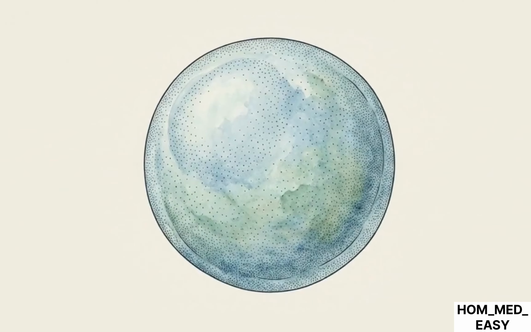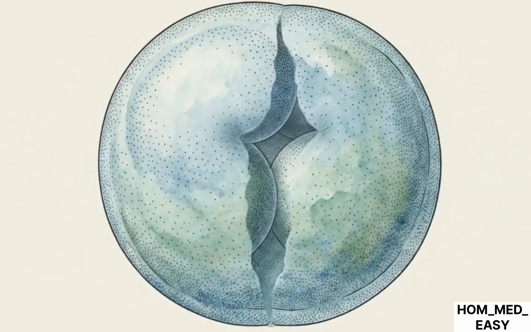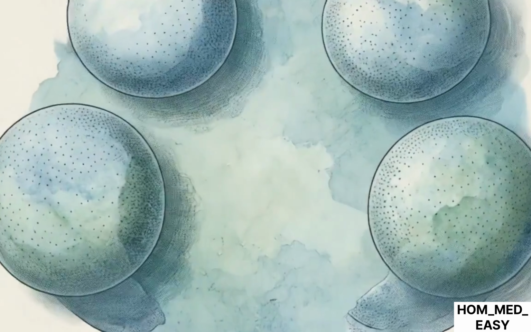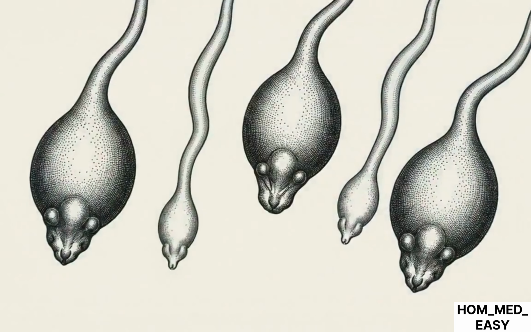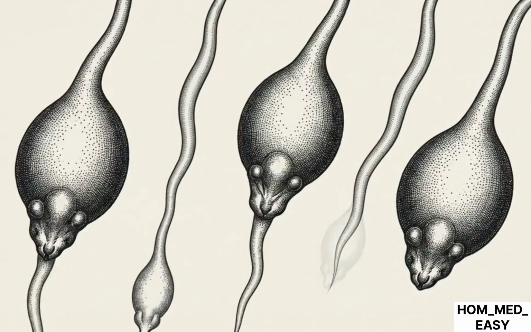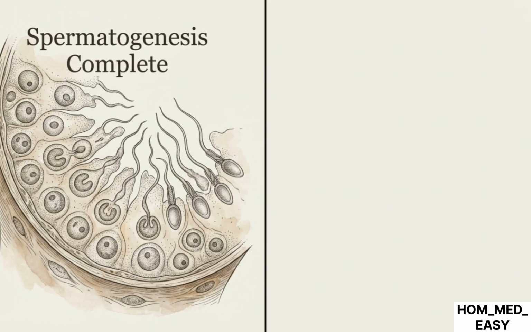You have accurately mapped a complex 74-day biological process, tracking a single diploid cell as it divides into 4 haploid spermatozoa. It's the male side of cellular production.